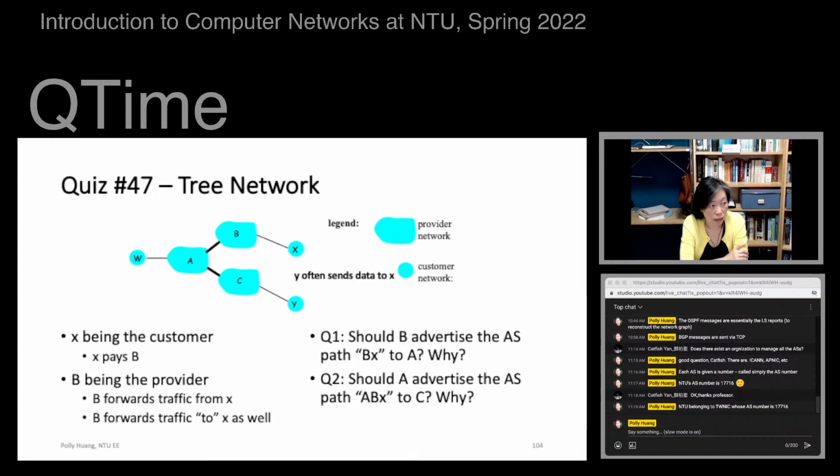Q2 is very similar. If B does advertise BX to A, A will then learn the path to prefix X, A, B, X. Should A advertise this path to C? Okay, all right, so this is the easiest of the quiz series today.